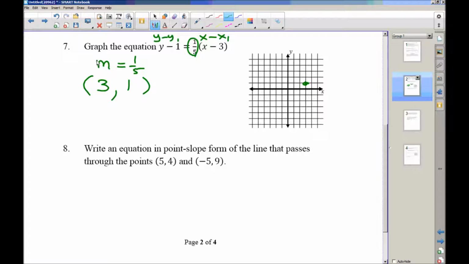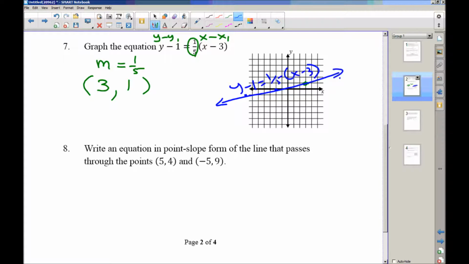We just have our first point, and then we use our slope 1/5 to get new points. So that would be up 1 and over 5, but that doesn't fit off the grid here. So I'll go down 1 and left 5. 1, 2, 3, 4, 5, and then down 1 and left 5 again. All right, so we're going to get this for our line. And we could write our equation of the line: y minus 1 equals 1/5 (x minus 3).